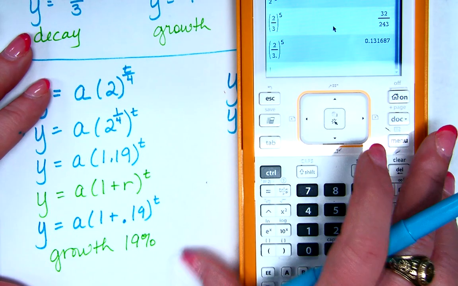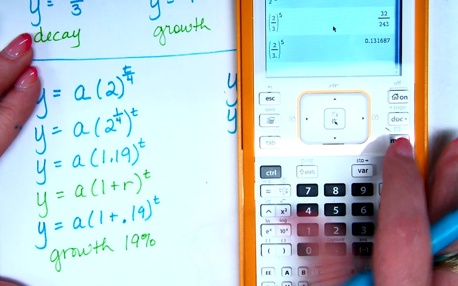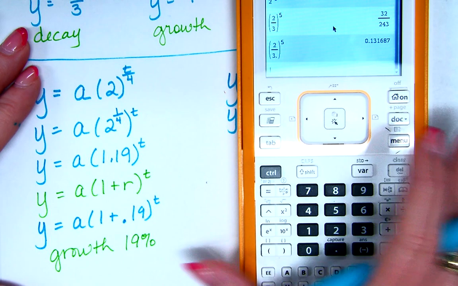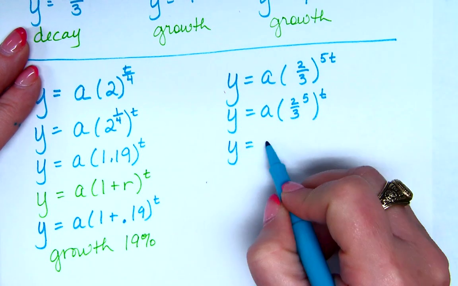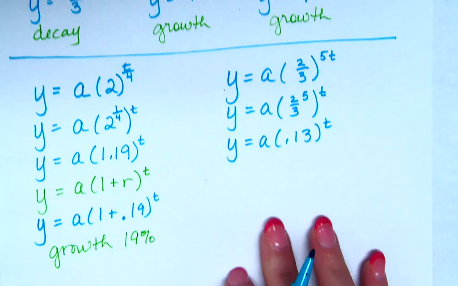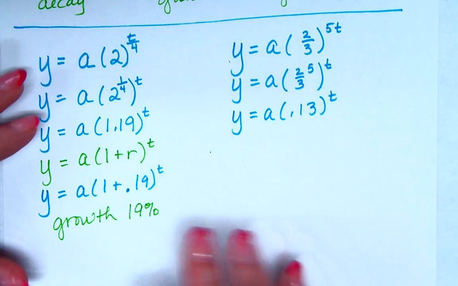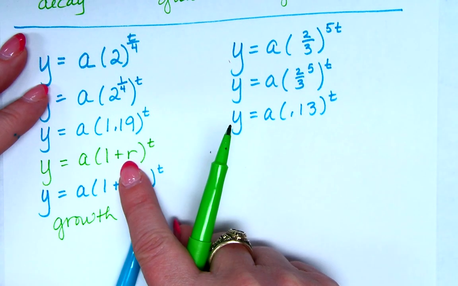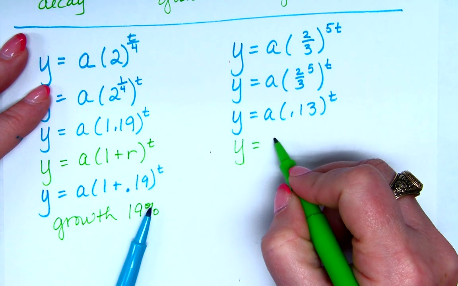So what am I going to write right now? What does this equal? 0.13, right? So y equals A times 0.13 to the t power. Is that growth or decay? How do you know it's decay? Can I write that as 1 plus something? No, I can't. So I have to go the other way.